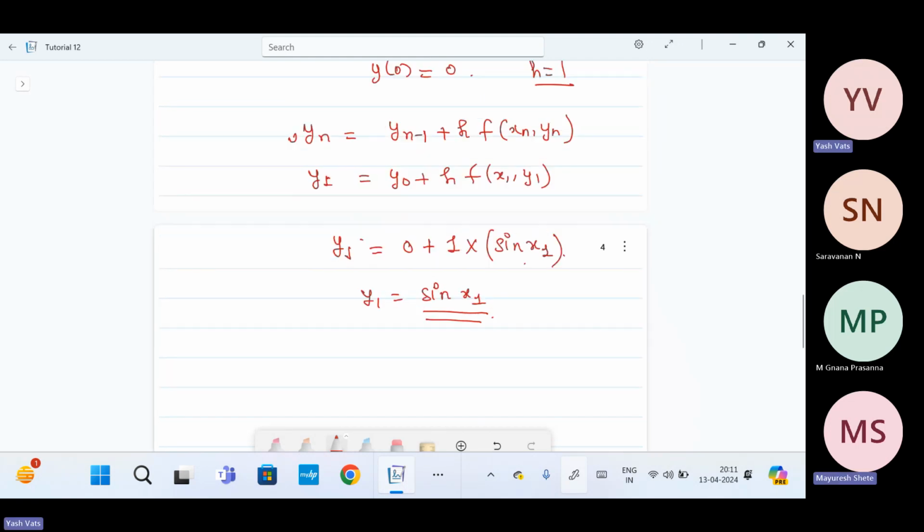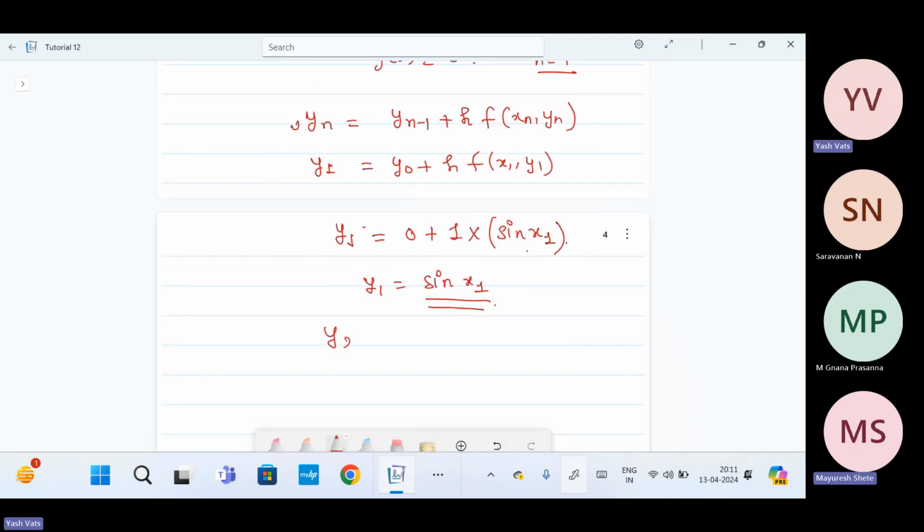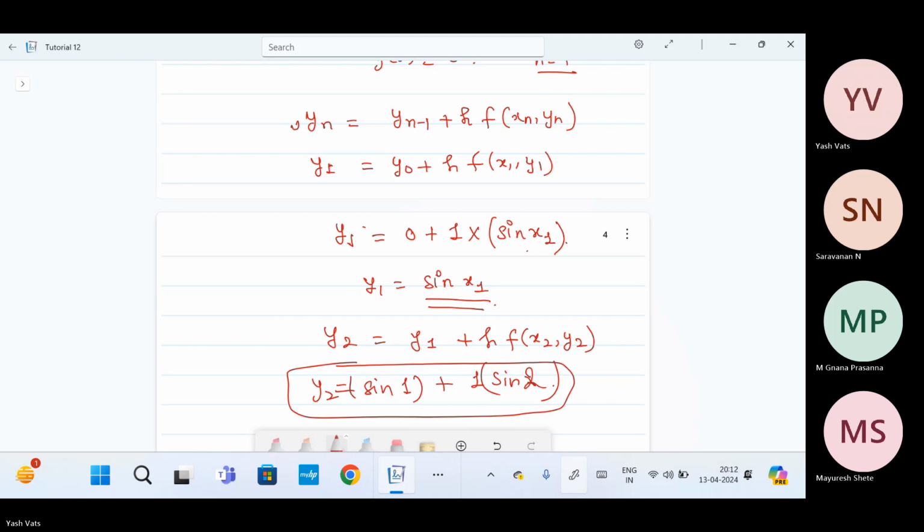So does that work or not? Y1 is sin x1 and y2 is, you can again use the same idea, that implicitly it should come like that. Plus h f x2 y2. And this is sin x2, h is 1, x2 is 2. So I just write 1 sin 2 and y1 is sin x1, which is sin 1. So you get y2 easily.